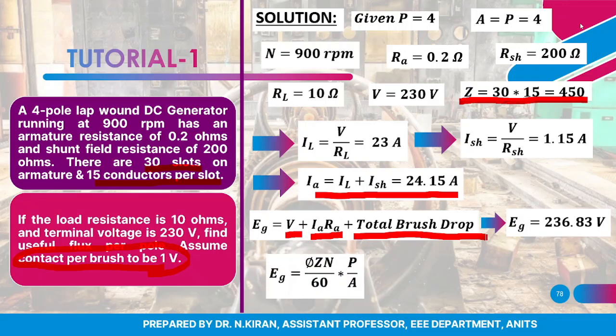But we also know that generated EMF is phi Zn by 60 into P by A. Here all the values are known. The only unknown value is flux. From that we can get the value of flux to be 0.035 Webers, which is the required solution for this tutorial.